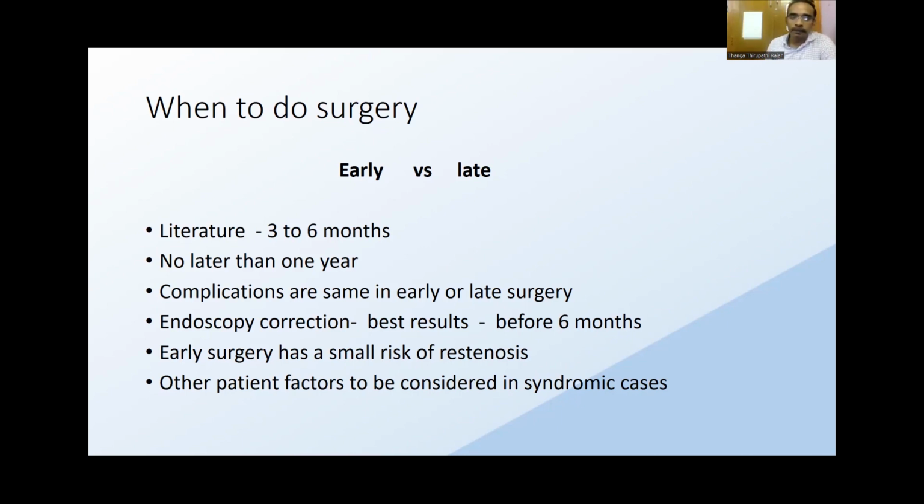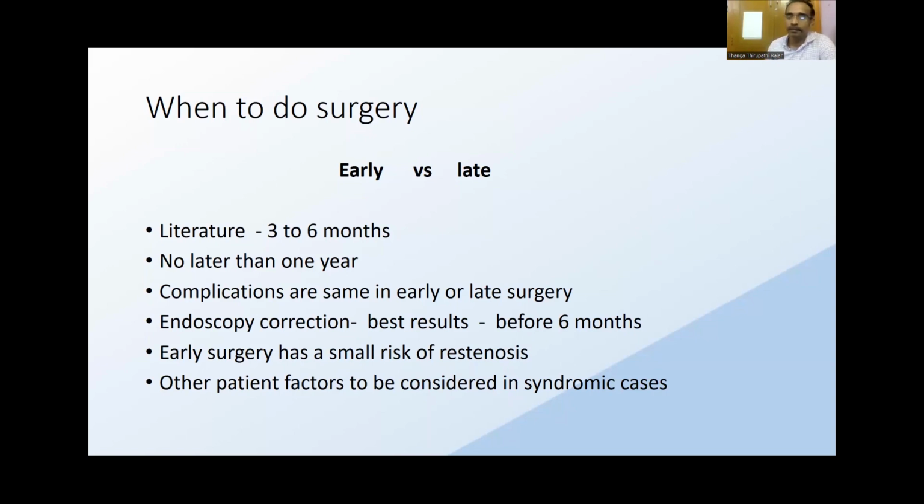So the only problem with early surgery at 3 months or more is there is a small risk of restenosis, because bone can grow faster if you remove it earlier. But it's a very small risk, less than, I think, 5%. The only other thing is, in syndromic cases, there are a lot of other things to consider rather than just the skull. The patient can have cardiac anomalies, renal anomalies, the airway might not be adequate, or has a problem, short tongue, thick tongue, palate split.